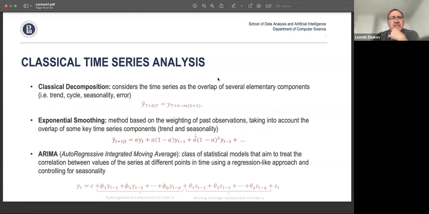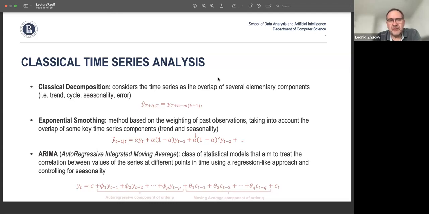So within this classical time series analysis, what do we do? Well, as we discussed, we can decompose using trend, cycle, and seasonality, and then say that the prediction, the value at t plus h, will depend on the period, and we can take the value from the previous cycle, right? And that will be the prediction for the next value. But then there are better methods.